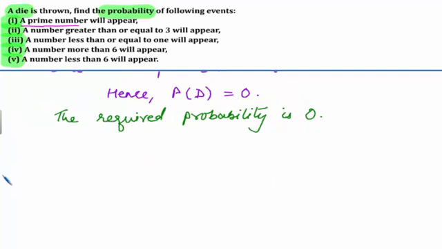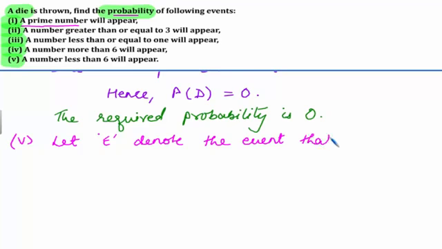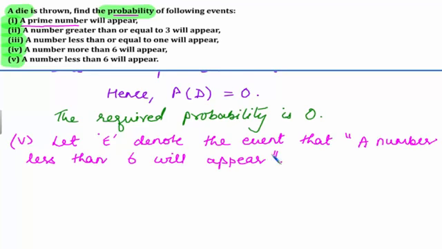Proceeding on to the last part. Now, in this part we have to find the probability that a number less than 6 will appear. So let E denote the event that a number less than 6 will appear. So in this case, set E will have sample points 1, 2, 3, 4 and 5. These numbers are less than 6.